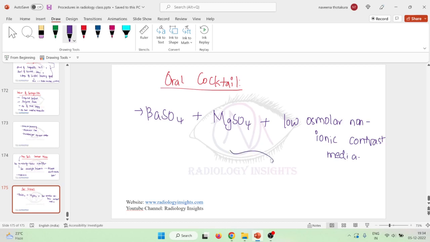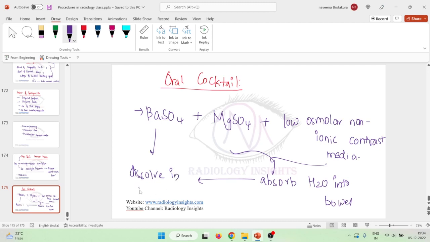This magnesium sulfate and non-ionic contrast media both absorb water into the bowel, and this water will dissolve the barium sulfate. And thus barium moves faster in the GIT. So this is the use of oral cocktail: a faster study will occur when you add magnesium sulfate and non-ionic contrast medium to barium sulfate.